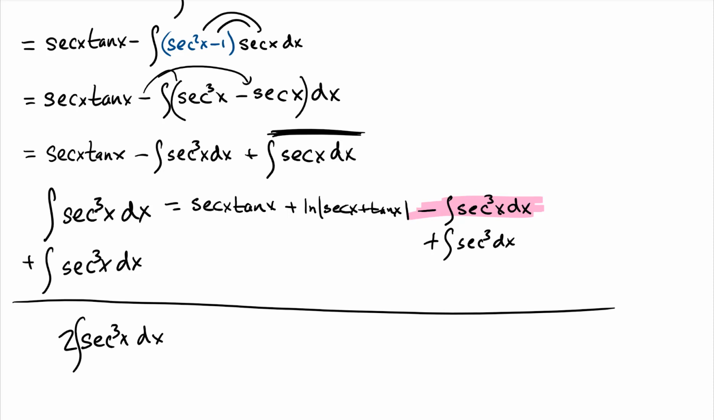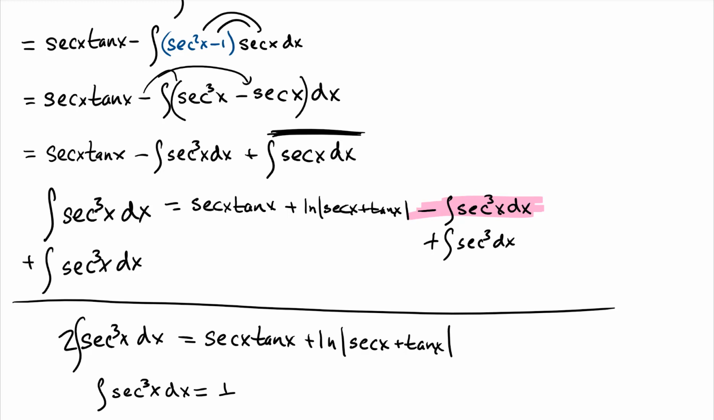So now we have two integrals of secant cubed of x is equal to secant of x tangent of x plus the natural log of the absolute value of secant of x plus tangent of x plus c, of course. Now let's divide by 2. And we find out that the integral of secant cubed of x is equal to 1/2 secant of x tangent of x plus the natural log of secant of x plus tangent of x, all plus c.